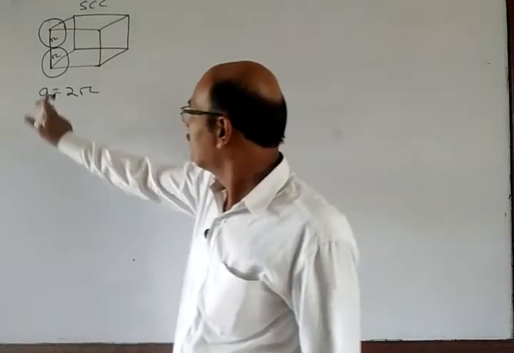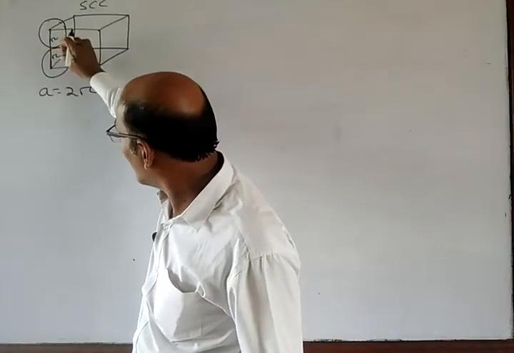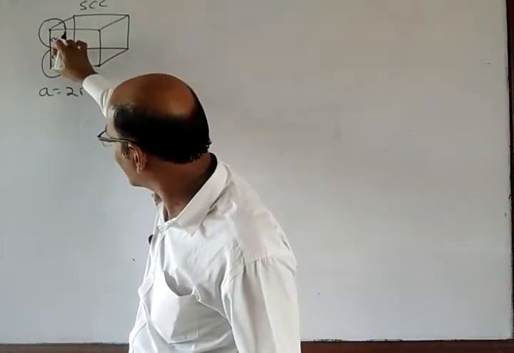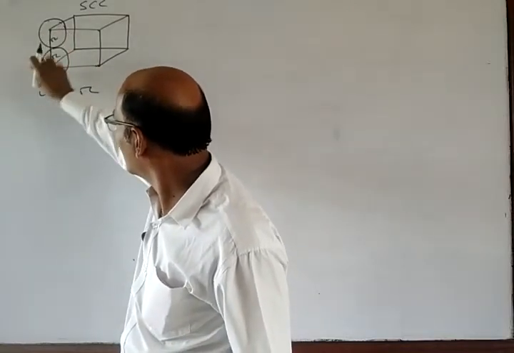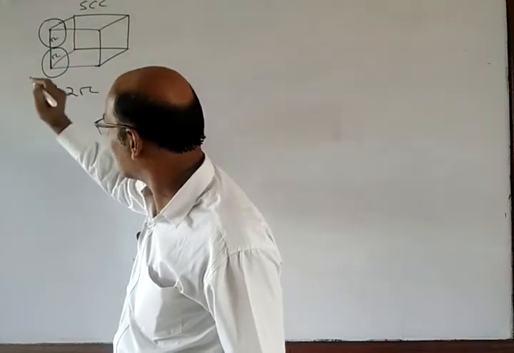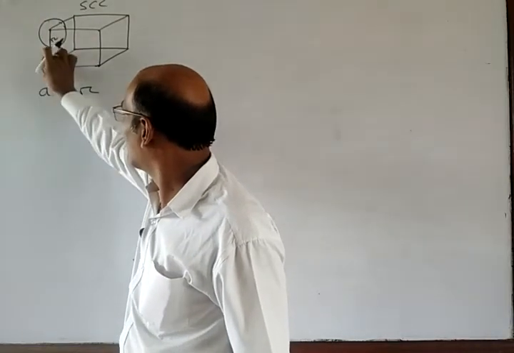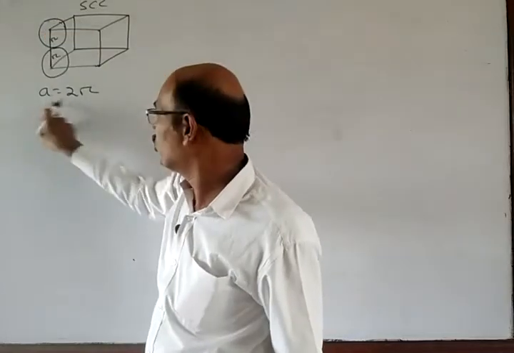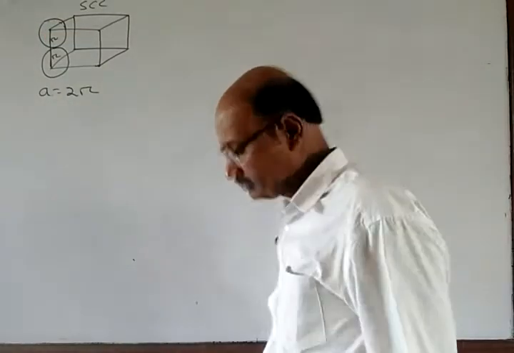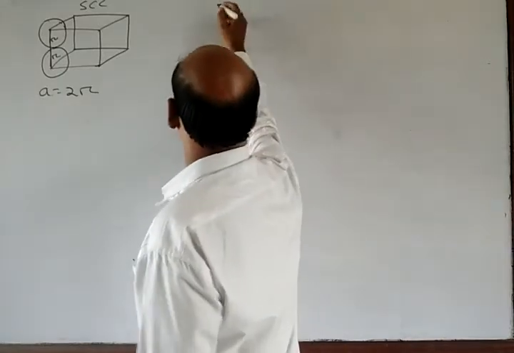This atom's radius is on this axis, and this atom's radius is on this axis. That means the center of the atom is here, at r and r. So a, the length of the unit cell, is equal to 2r.